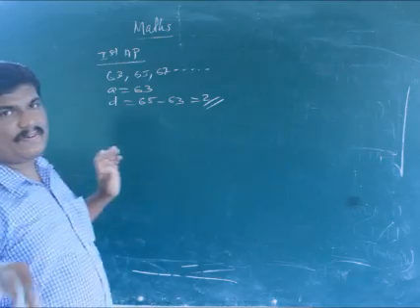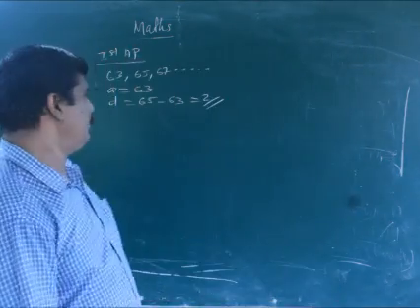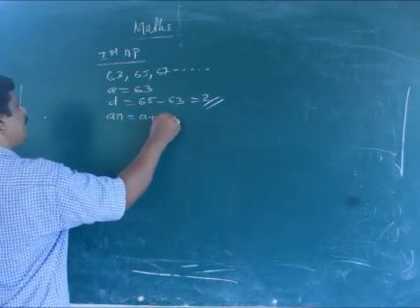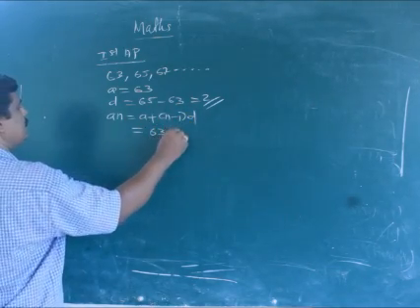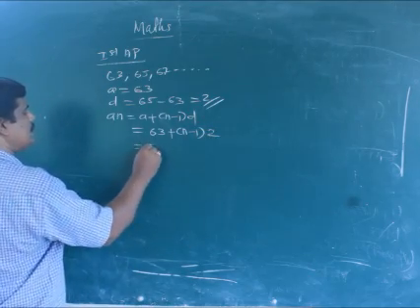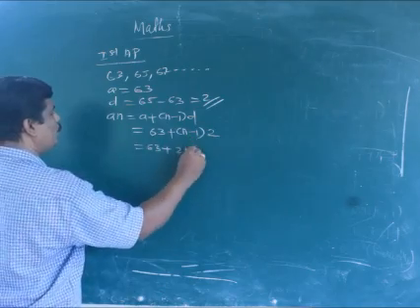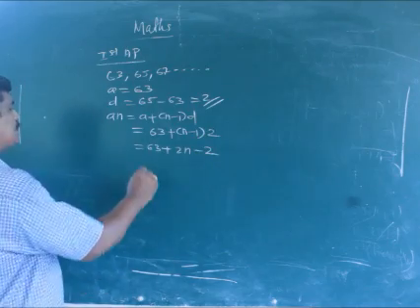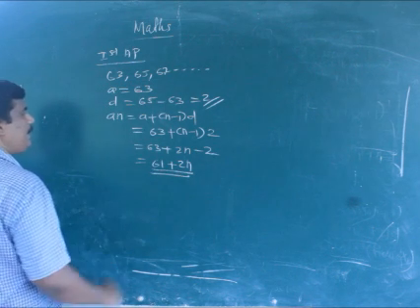Given that the nth terms of the two APs are the same, find the nth term. First find the nth term. What is the formula? A plus n minus 1 into D, that is 63 plus n minus 1 into 2. Opening the bracket: 2 into n is 2n, 2 into minus 1 is minus 2, 63 minus 2 is 61, plus 2n. So that is the first AP's nth term.